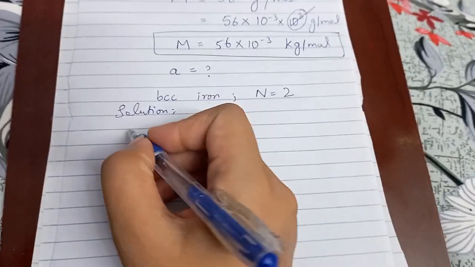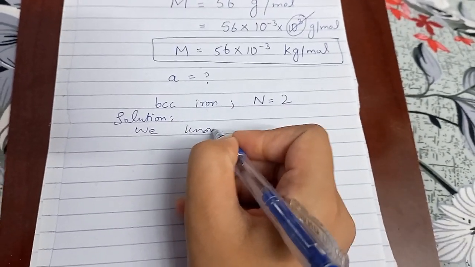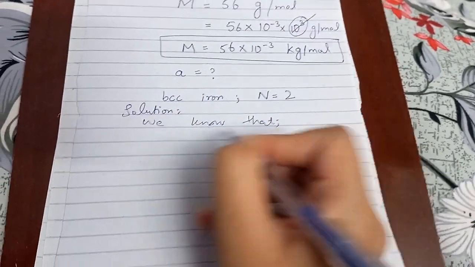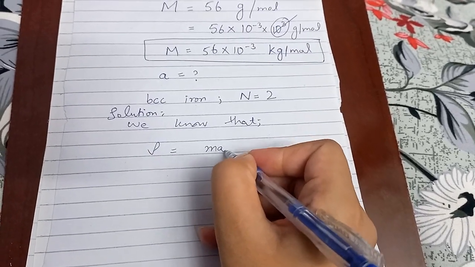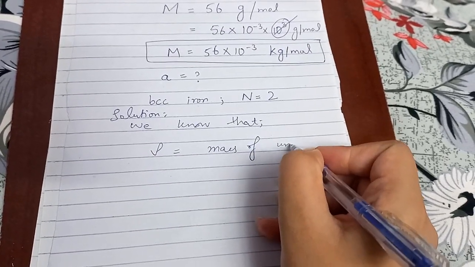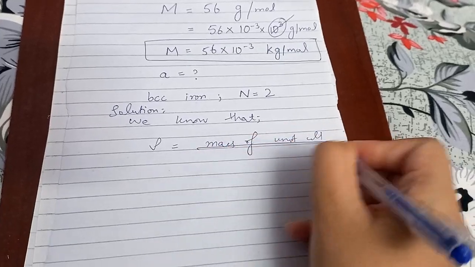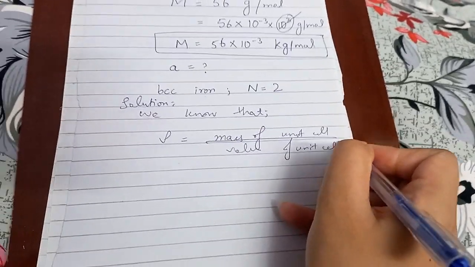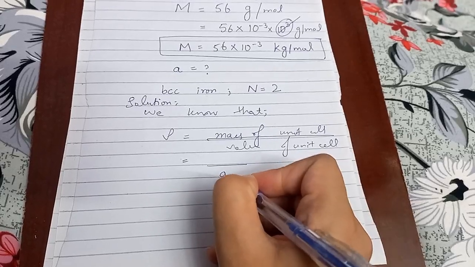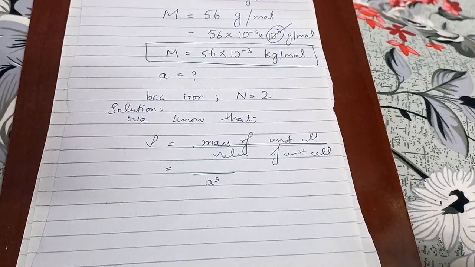So the solution is, we know that the density of a unit cell is given by the total mass of the unit cell divided by the volume of the unit cell. Since it's cubic, it's a cube in the denominator, the volume of the unit cell.